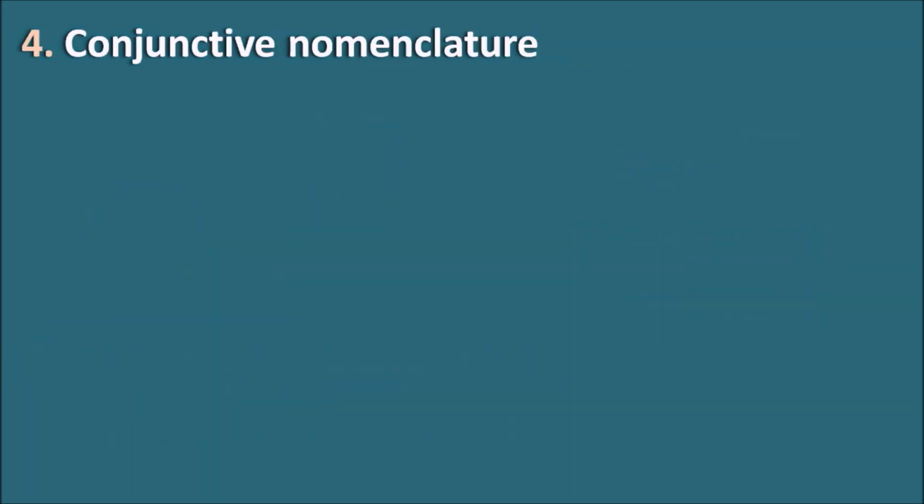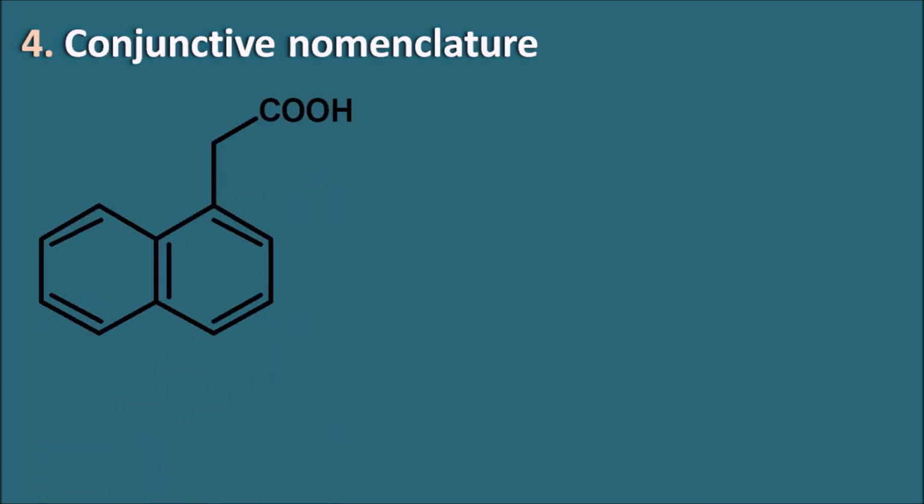Now let us see the fourth type of nomenclature, conjunctive nomenclature. Conjunctive nomenclature is used when one ring system is attached with an aliphatic chain having the principal functional group. Let us take one structure like this. Here it has the naphthalene ring system. This is attached with an aliphatic side chain having the principal functional group carboxylic acid. And this nomenclature should be used when the principal functional group is present at the terminal of the aliphatic chain.